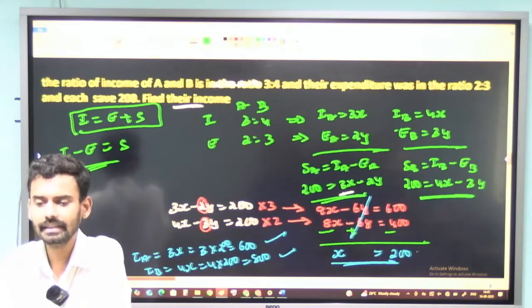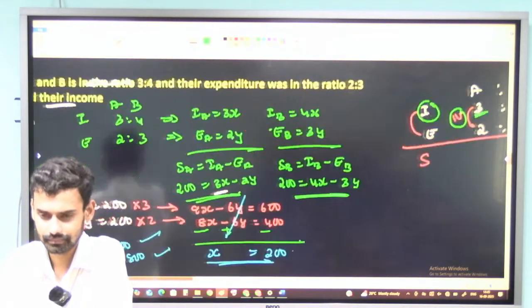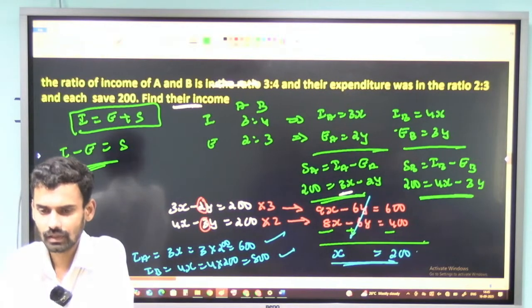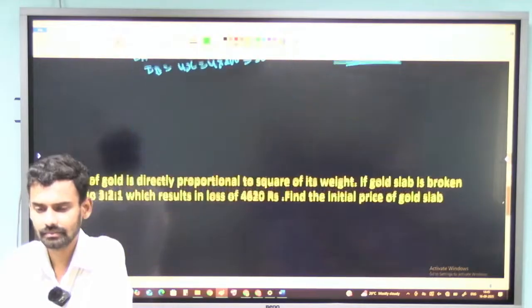See, here we have done nearly 10 steps. This can be reduced to 2 or 3 steps. And we can even avoid forming the equation and solving the equations.